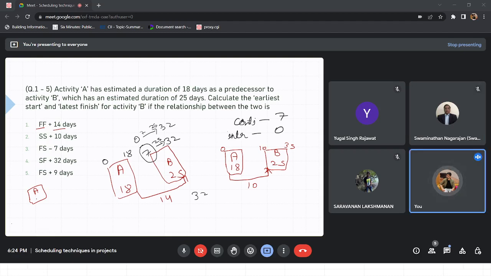Okay, coming to the third part, A is 18, B is 25, and this is FS minus 7. That means we are talking about the lead actually. So this value can be 11 now, and 11 plus 25 gives 36. Right. This question was taken from a construction project management book by Professor K.N. Jha. And I forgot to write the source here.